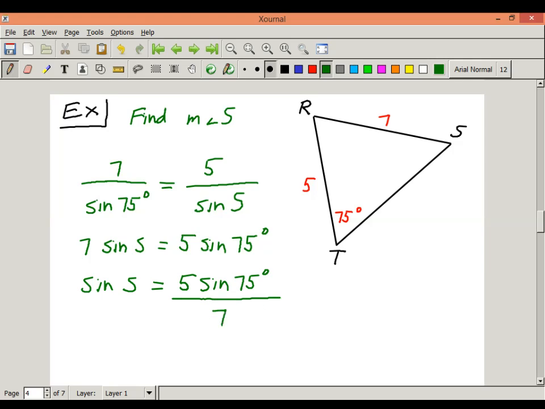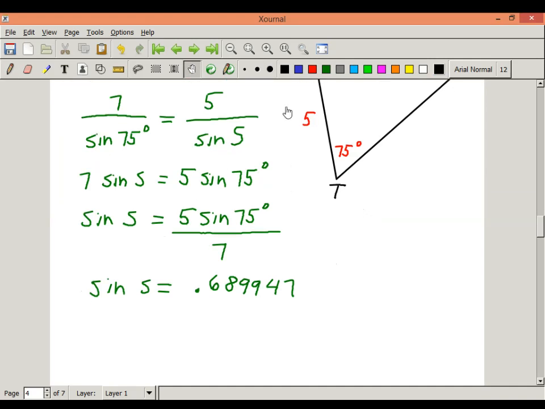divided by 7. Okay, so I'm going to write that decimal here on the right side because remember, we have to use inverse sine here to get angle S. So I'm just going to calculate that decimal there on the right side. You can't see me do it. I'm on my old school calculator. So 75 degrees sine times 5 divided by 7 equals. So this right side is going to be 0.68997. Leave that number in your display.